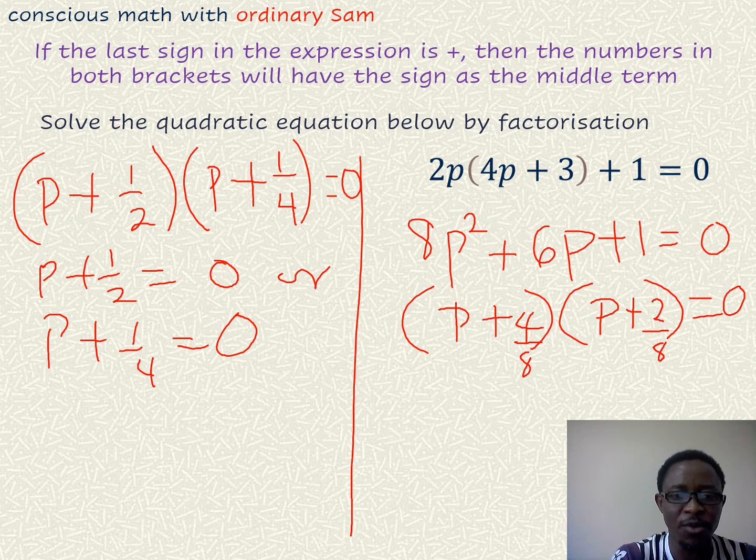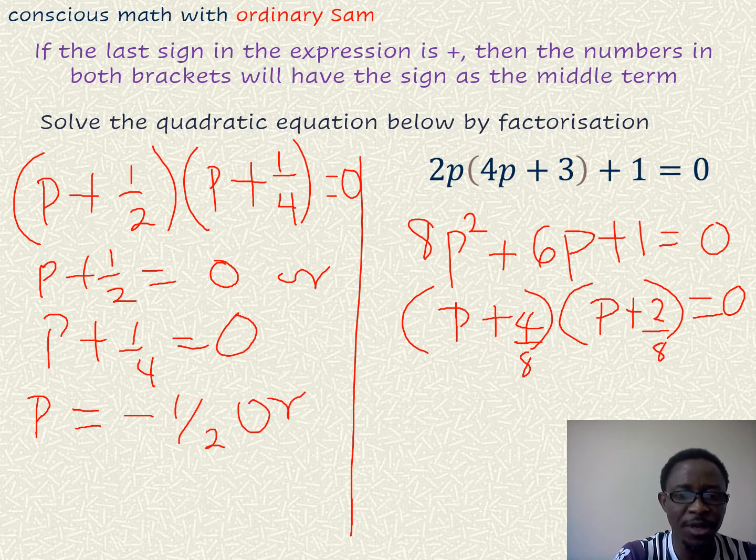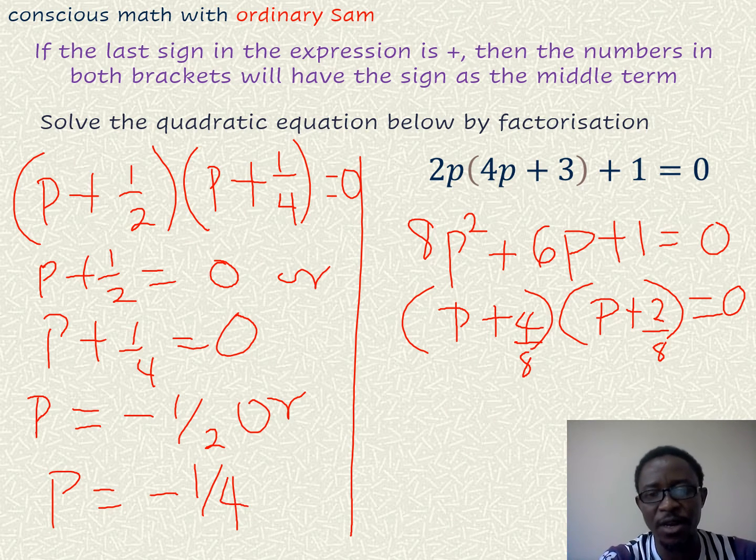Therefore, we can simply conclude that p is equal to negative half, or p is negative quarter. These are the two values that p should be, so that the equation becomes balanced. The left hand side will be equal to 0.